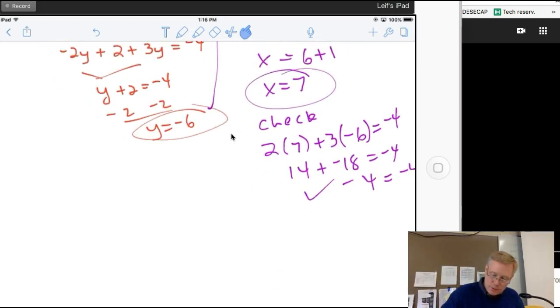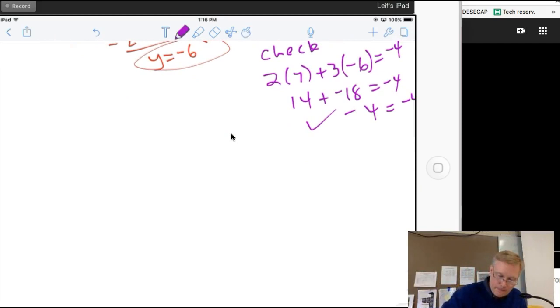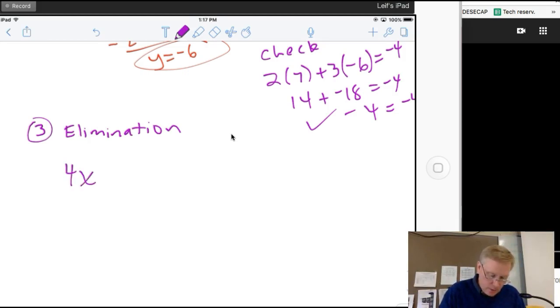The next one I'm going to do is on elimination. And remember, elimination is where you either add or subtract straight down. If you can, sometimes you got to multiply one or sometimes both equations by something.